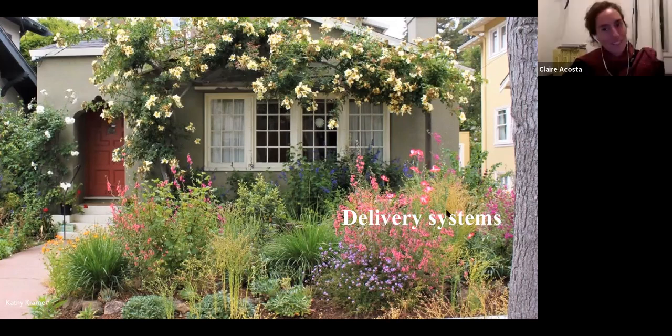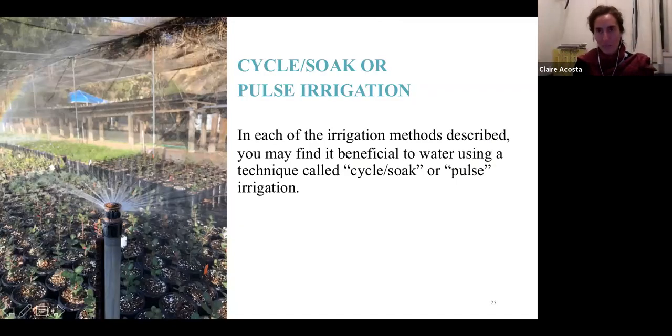So delivery systems. This is getting more into what Tim was talking about, the specifics of your precipitation rates. But with any of the irrigation systems that we're talking about, you still want to try a technique called cycle and soak, or a pulse irrigation style. Essentially you're trying to achieve one of these good watering events, like a good rain event.